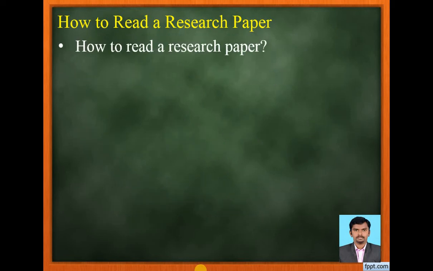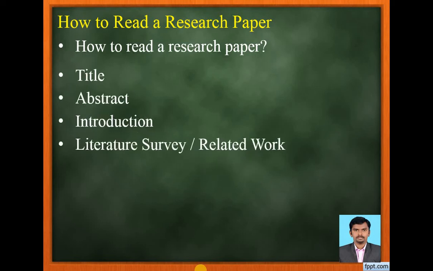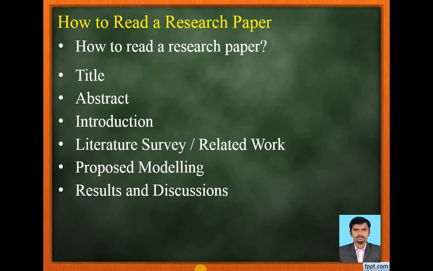How to read a research paper? Before that, we should understand the organization of a research paper. The research paper will consist of the following: title, abstract, introduction, literature survey or related work, proposed modeling, results and discussions, conclusion, and references.